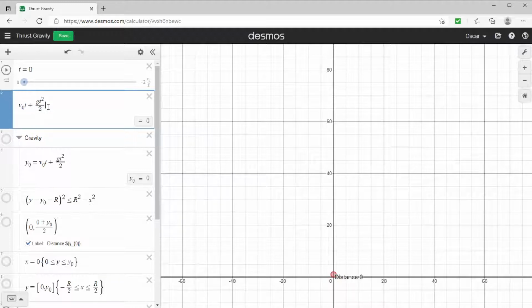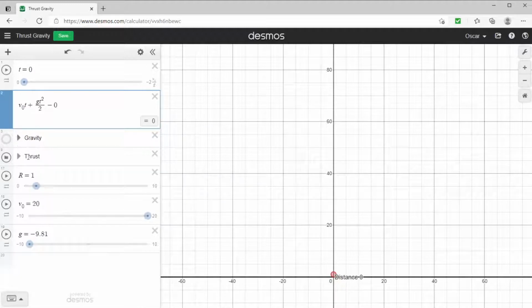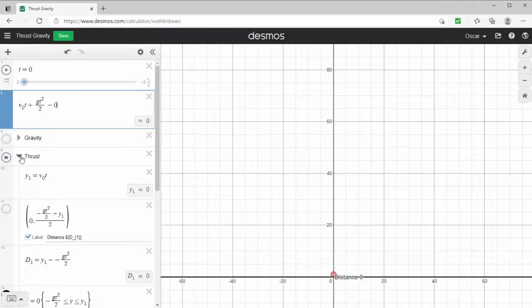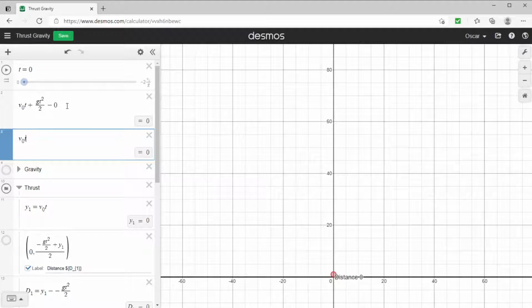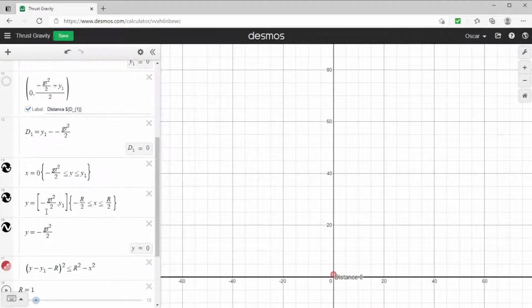Now, to work out the difference between the height of the ball and the height of the floor, we need to subtract from this the height of the floor, which is 0. The floor doesn't move in our first example. So that gives us the equation for the distance between the ball and the floor in the case of gravity. Now let's look at the situation of thrust. The height of the ball is given by the equation the initial velocity times the number of seconds. You then subtract from that the height of the floor, which is given by this equation right here.